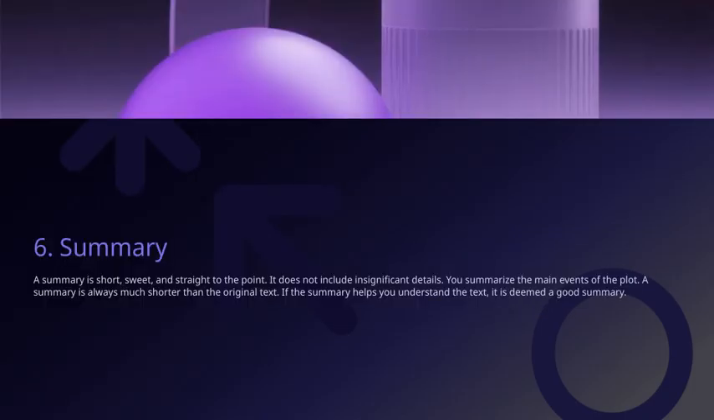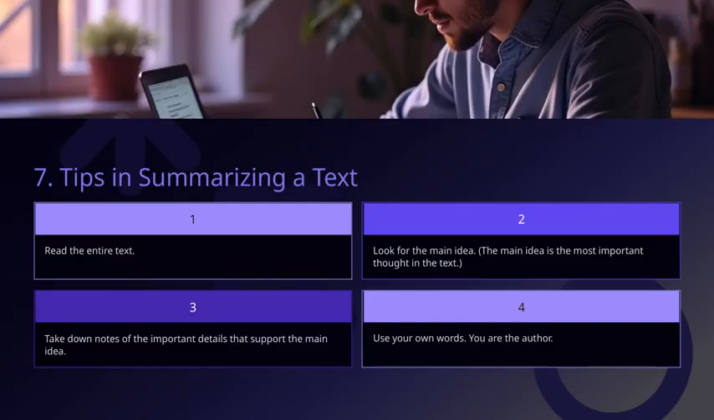So let's talk about the importance of a summary. A good summary is short, sweet, and gets straight to the point. It doesn't include those minor details that aren't really necessary. Instead, it captures the main events of the plot, giving you a clear overview without overwhelming you with information. Remember, a summary is always going to be much shorter than the original text. If it helps you understand the story better, then it's a good summary. This ties back to our overall theme of understanding and simplifying complex information, making it easier to grasp the core ideas quickly and effectively.